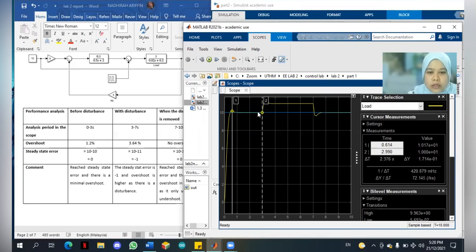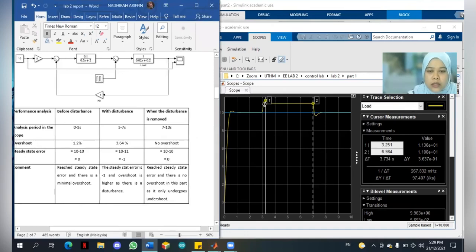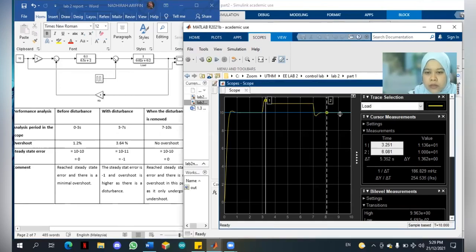Next is for 3 until 7 seconds, where we get 3.64% for the overshoot percentage. The steady state error here is -1, and the overshoot is higher as there is a disturbance. This is with disturbance. And last is when the disturbance is removed, which is here, 7 until 10 seconds.